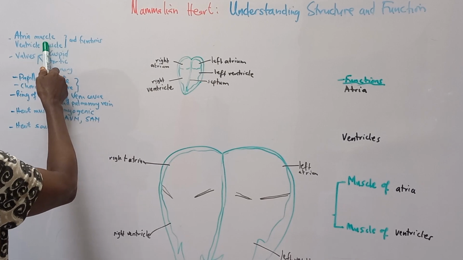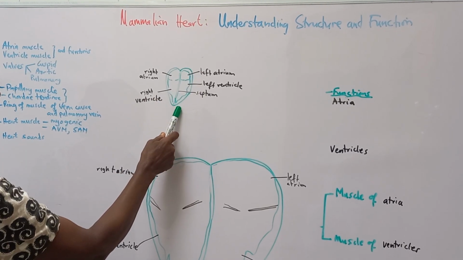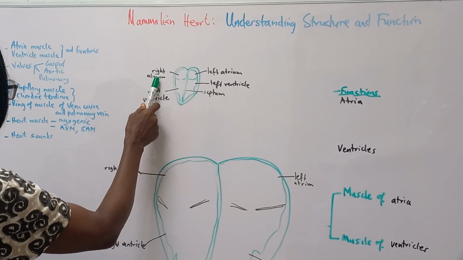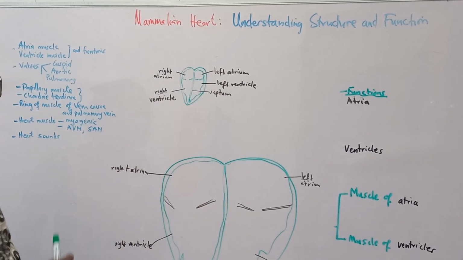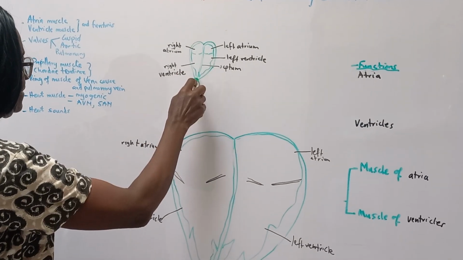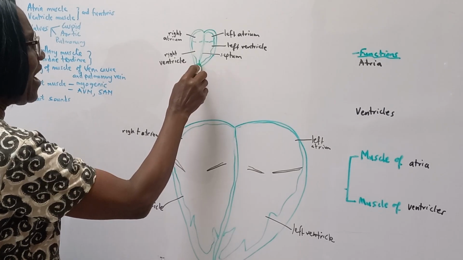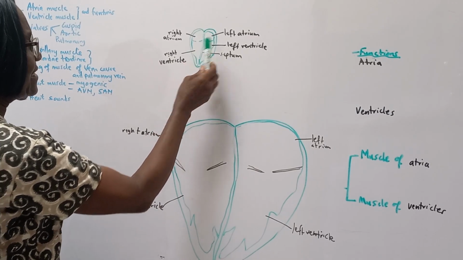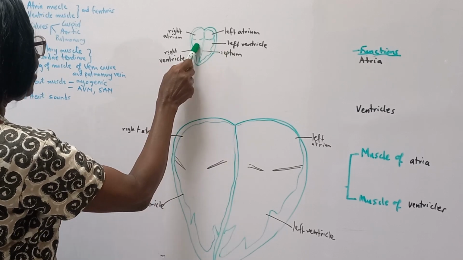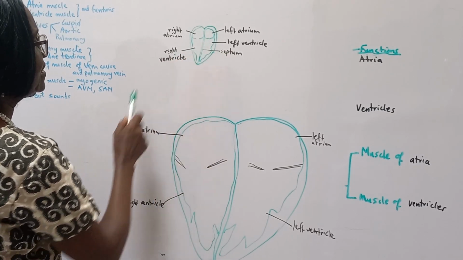Well, the atria and ventricle muscle, we have a section of the heart quickly drawn here. We have the left atrium, left ventricle, right atrium, right ventricle. You notice that the heart is a four-chambered structure, but actually divided into two major parts, the left and the right, by the septum. The right contains deoxygenated blood, the left contains oxygenated blood.